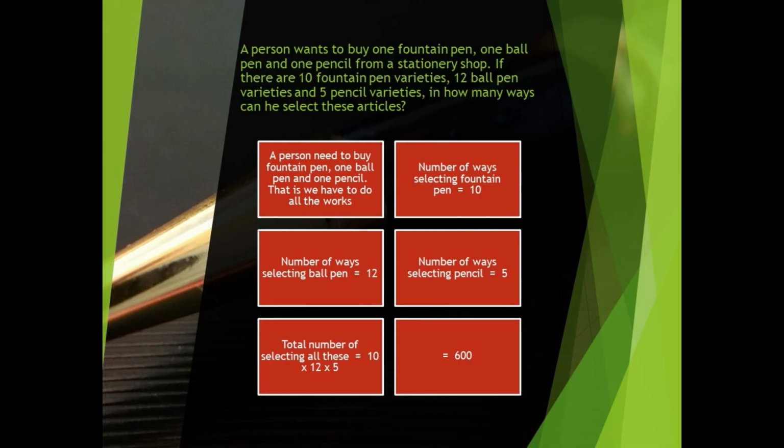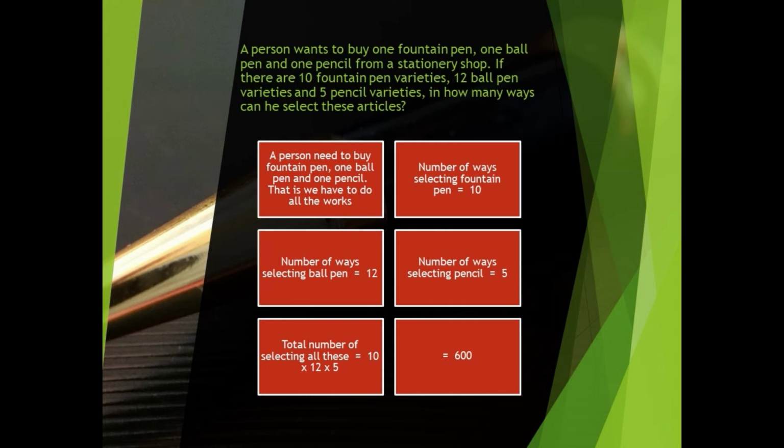Okay, let's have the next one. A person wants to buy 1 fountain pen, 1 ball pen, and 1 pencil for a stationery shop. If there are 10 fountain pen varieties, 12 ball pen varieties, and 5 pencil varieties, in how many ways can he select these articles? So in here, a person needs to buy 1 fountain pen, 1 ball pen, and 1 pencil. That is, we have to do all the tasks. Now, how many ways can we select the fountain pen? So, how many choices do we have? How many varieties do we have? So, we have 10.